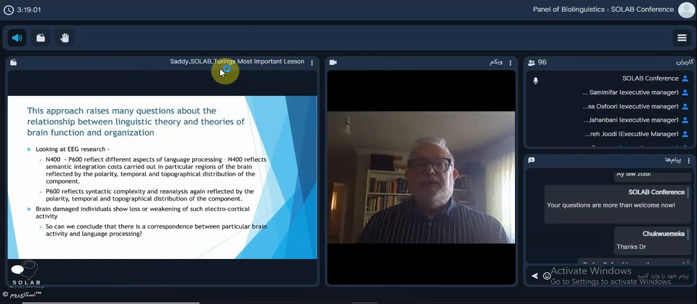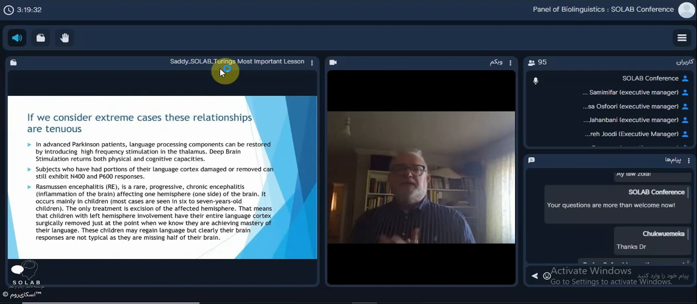Brain activity in brain-damaged individuals tends to show a loss or weakening of these electrocortical components. So, unsurprisingly, if your brain is damaged, you're not so good at generating a P600 or an N400. So on the basis of that, can we feel secure that there's a correspondence between particular kinds of brain activity and language processing? Well, maybe. If we consider extreme cases, these kind of relationships turn out to be a bit more tenuous than we envision.